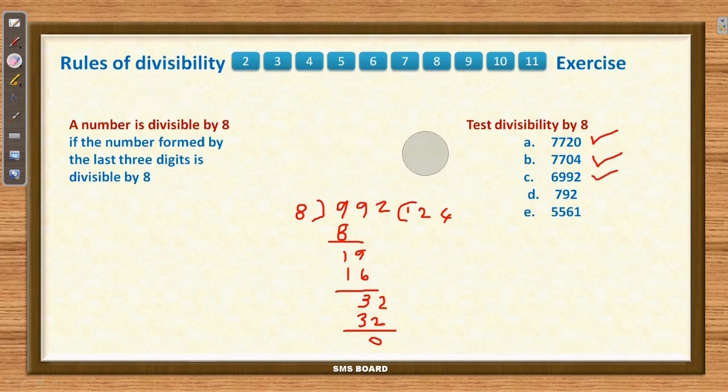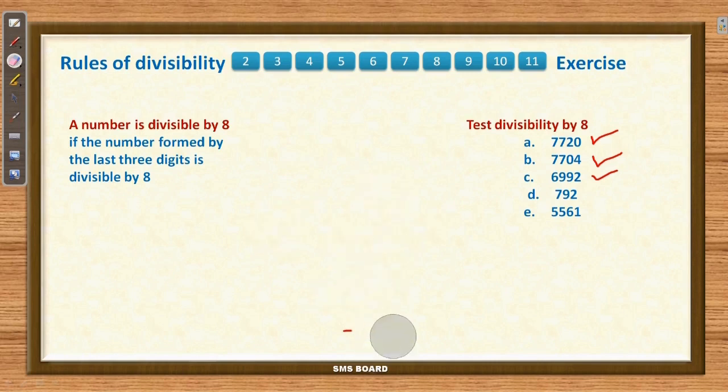Now let us discuss the next problem, that is 792. Here only three digits are there, so we have to take the three digits together and test by long division.